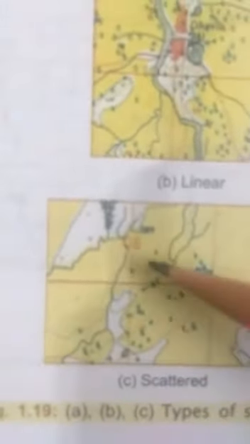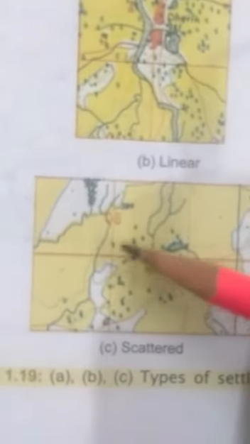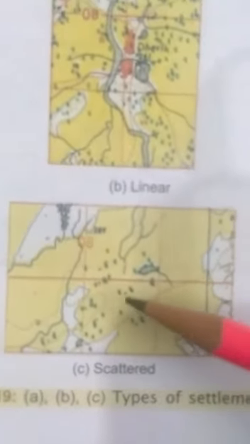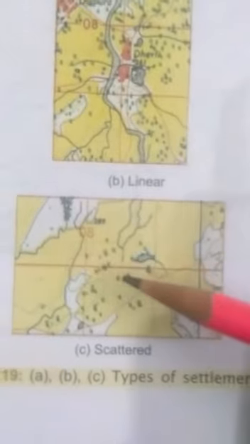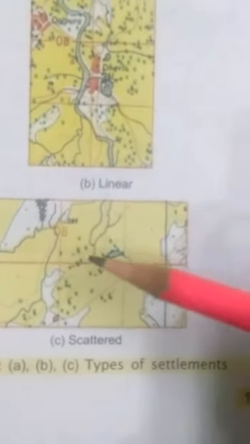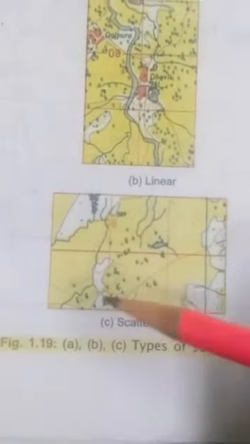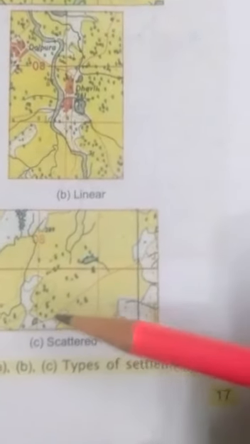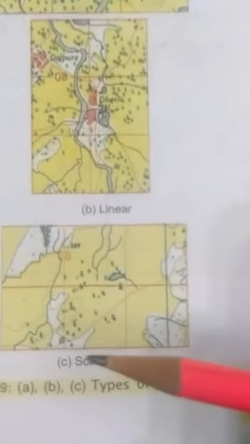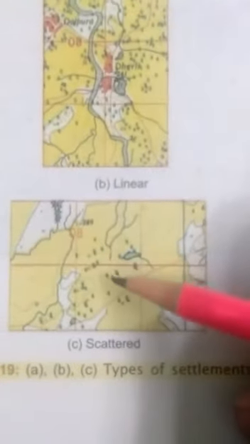You see here the red spots. These are the huts, and they are situated far apart and spaced at a distance, so neither are we able to see the clustering of these huts, nor are we able to see a linear pattern. So what type is it? It is a scattered or dispersed settlement, since the huts appear to be farther apart.